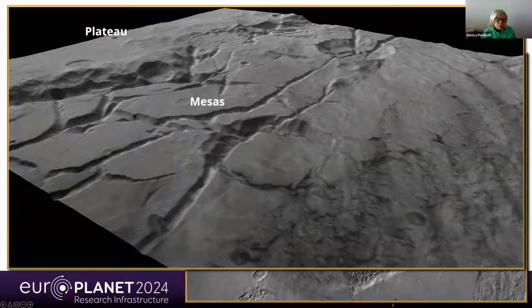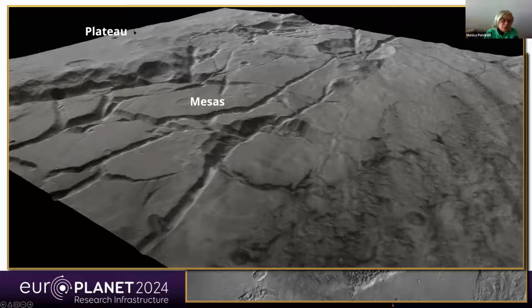This is the plateau. These are mesas, and the mesas formed because of this fragmentation. Actually, this is very nice. We have one crater, this is super cool, which post-dates these fractures. For example, this crater is younger than the formation of the chaotic terrain, because this fragmentation leads to the formation of the chaotic terrain.